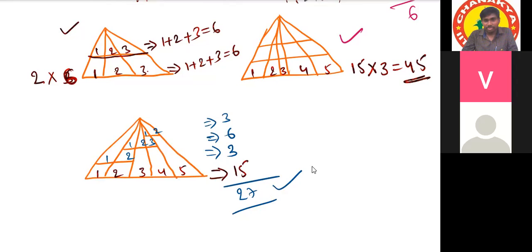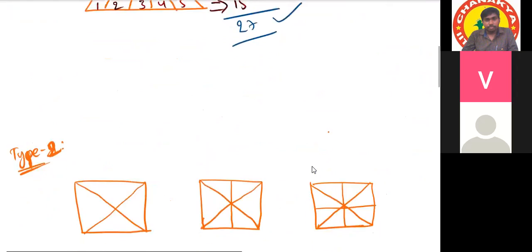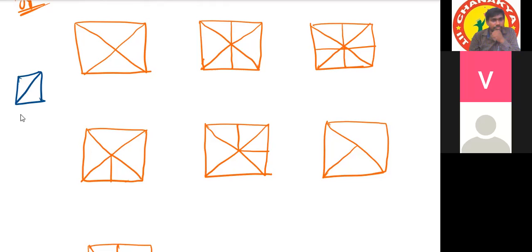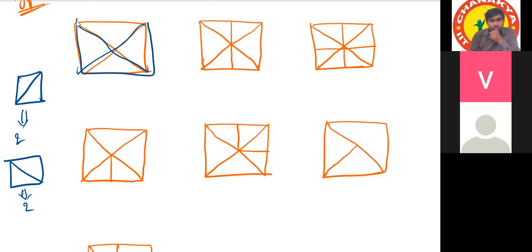Okay, that is one type of question for triangles. This is another type. See, tell me, in this, how many triangles are there? 2 triangles. In this, how many triangles? Still 2 triangles, 2 triangles only. Okay, here in this picture, how many triangles are there? 4. No, sir, it's 6.